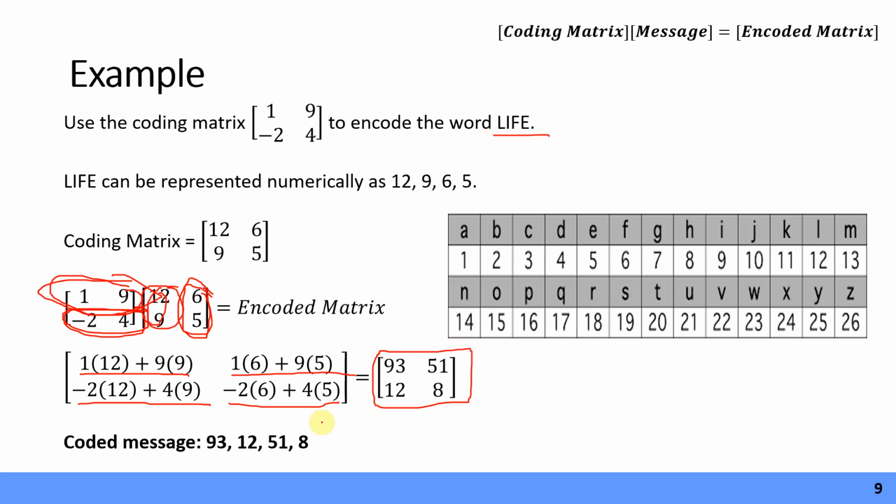So the word life converts to the numbers 93, 12, remember that's the order, and then 51, 8. Okay, so that is always going to be the order. So remember, always start from the top, go down, and then top, go down. If you do this incorrectly, you will get the wrong answer. All right, I hope that made sense. That's how you encode or encrypt a message.